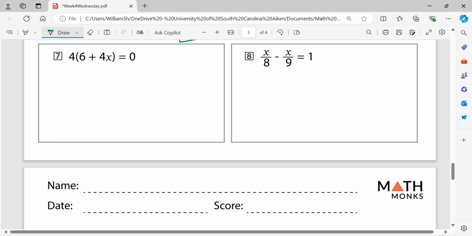Alright, number 7. I have 4 times 6 plus 4x, which was in parentheses, equals 0. First thing I'm going to do, okay, I'm going to solve this one two ways.